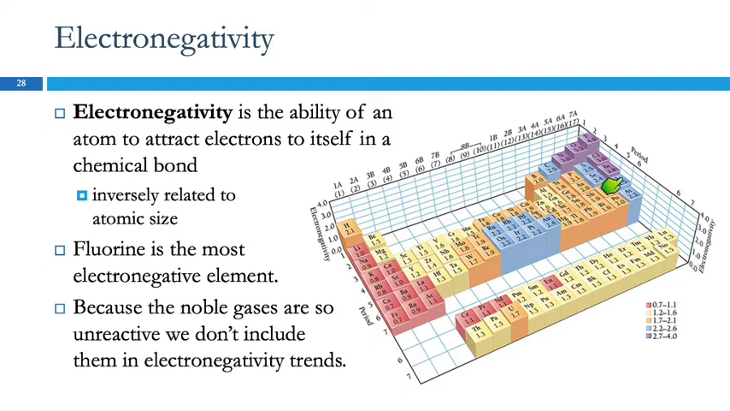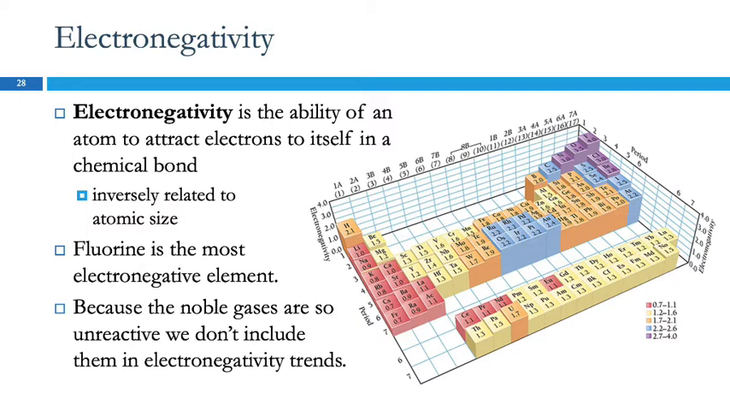Now, there's actually another column on the periodic table that's not shown here, the noble gases. We don't consider electronegativity with noble gases because they form almost no compounds. So there's no point in talking about electronegativity with them. So we just leave them off this.